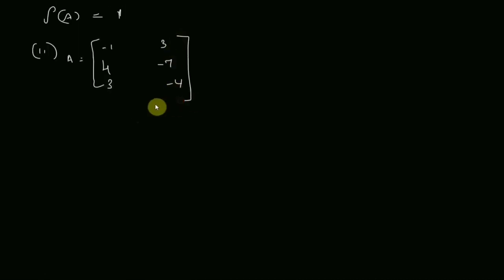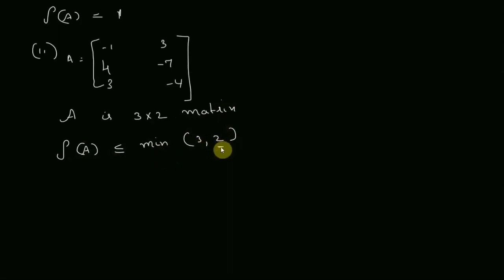Now we'll move on to the second question. Matrix A is [-1, 3; 4, -7; 3, -4]. What is the order of this matrix? 3 by 2, 3 rows and 2 columns. So it is a 3 by 2 matrix. So rank of A is less than or equal to the minimum of 3 and 2. What is the minimum of 3, 2? It is 2. So rank of A is less than or equal to 2, so rank of A is either 0 or 1 or 2.